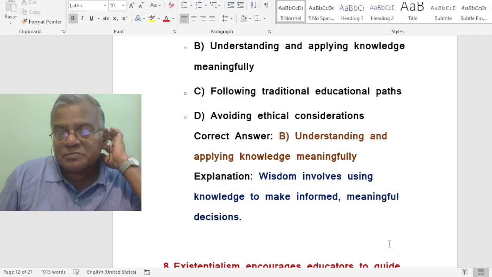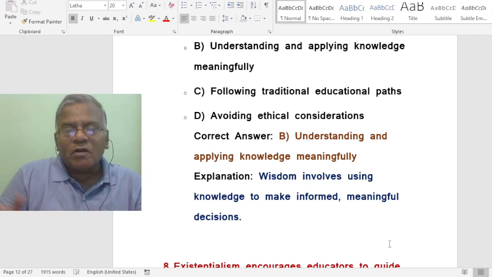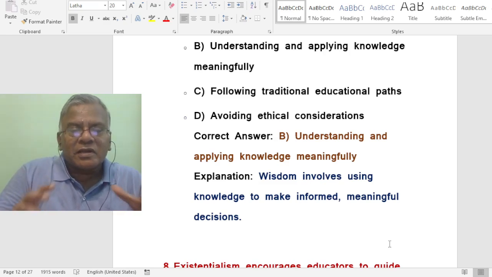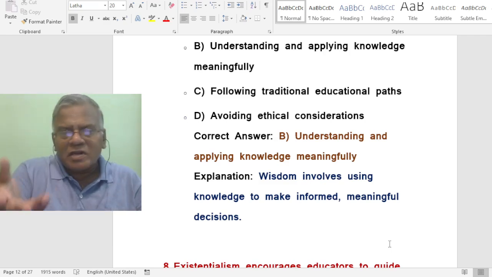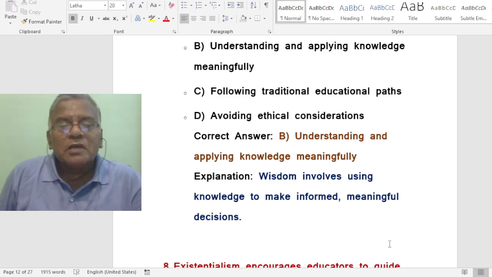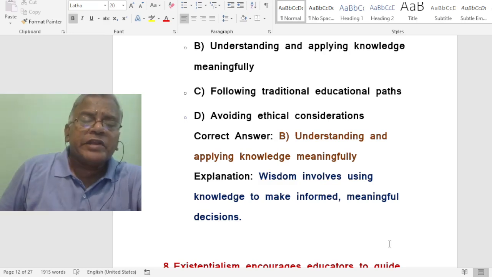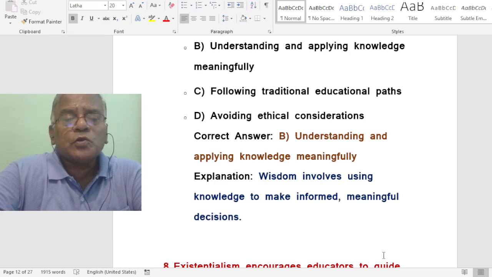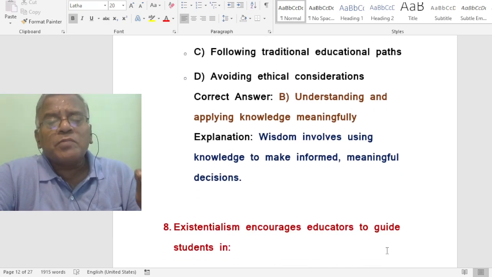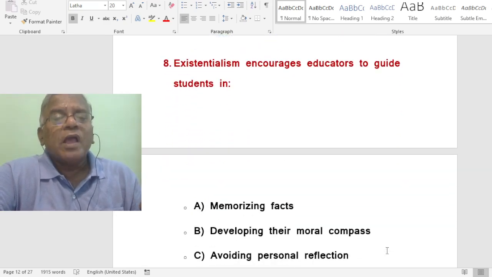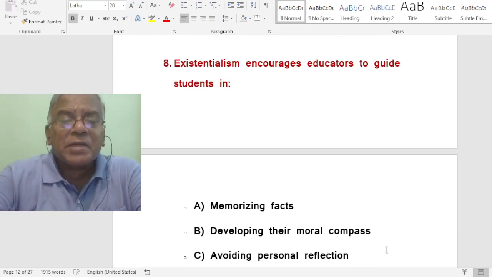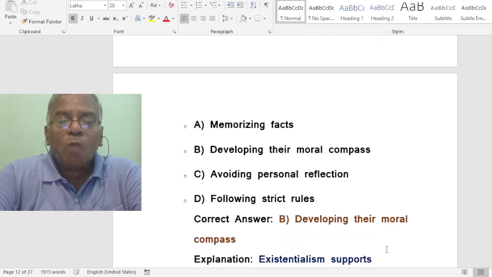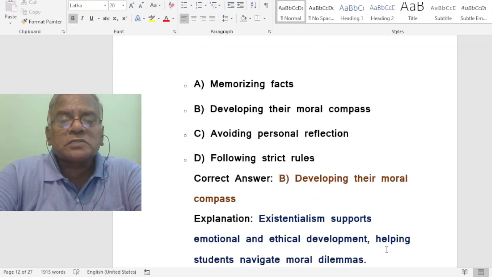If you go through other isms also, wisdom means putting together everything and understanding the reality as it comes. More or less the same in all the isms. So understanding and applying knowledge meaningfully is the wisdom. Wisdom involves using knowledge to make informed, meaningful decisions. Existentialism encourages educators to guide students in memorizing facts, developing their moral compass, avoiding personal reflection, following strict rules.